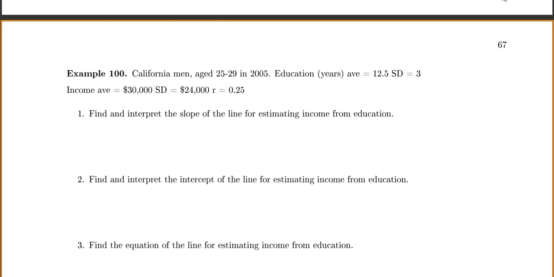Example 100 is about California men and their years of education, as well as their income. So number one, we want to find and interpret the slope of the line for estimating income from education. Notice that because we're estimating income, that's what we're trying to predict, so y would be income, which means that x must be the number of years of education.